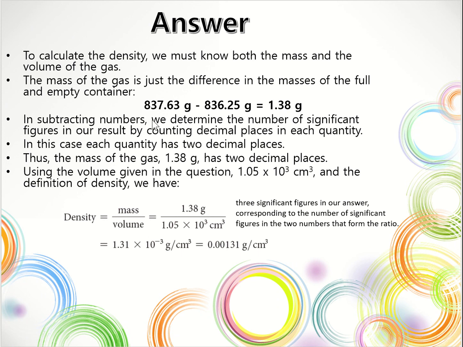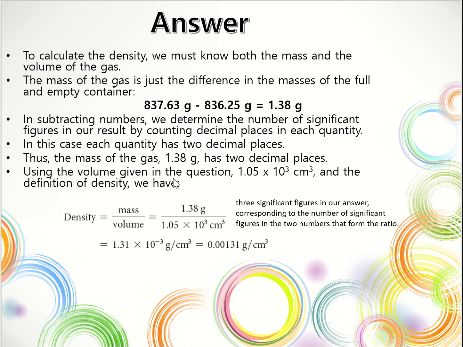So in subtracting numbers, we determine the number of significant figures in our result by counting decimal places in each quantity. In this case, each quantity has two decimal places, right? So 0.63, 0.25, and so our result also has two decimal places. There's no difference in least or most decimal places here, so we just keep it consistent. Thus, the mass of the gas is 1.38 grams, 2 decimal places, as I said.